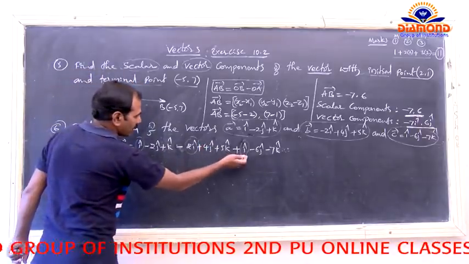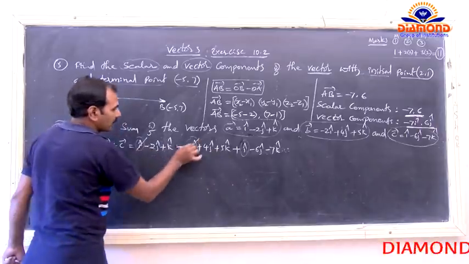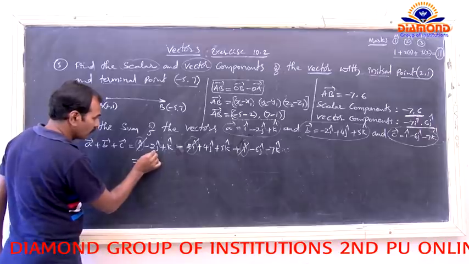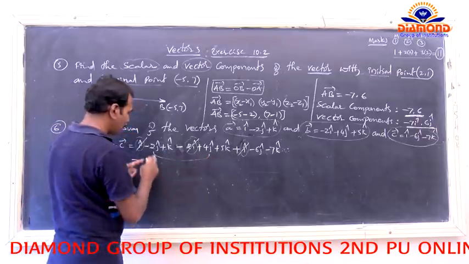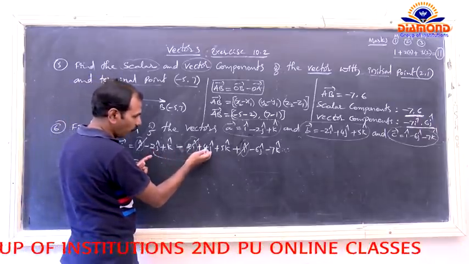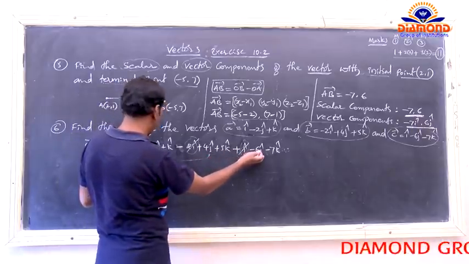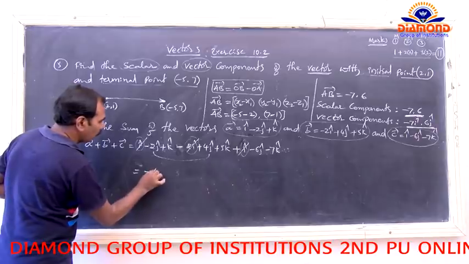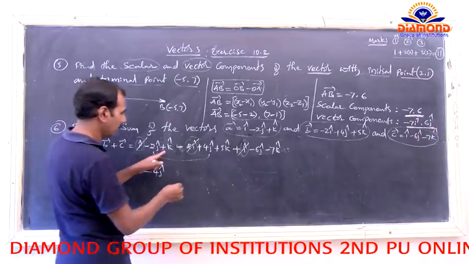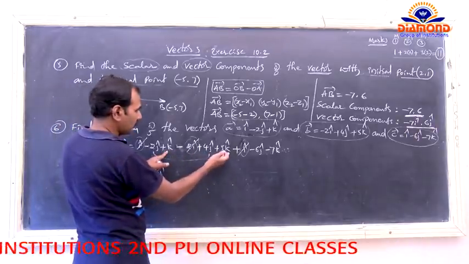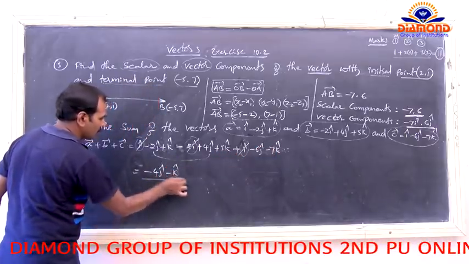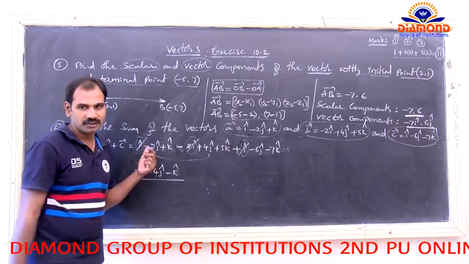Plus 2i minus 2i, total cancel. The next, j cap: 2 minus 2j cap plus 4j cap minus 6j cap. It means minus 4j cap, and again k, 6k, means minus k. This is the answer. Question number 6.